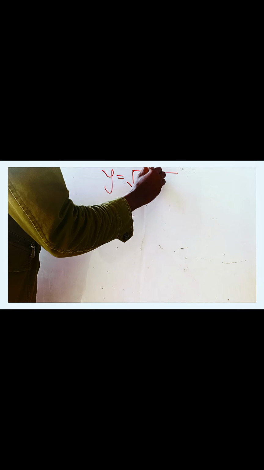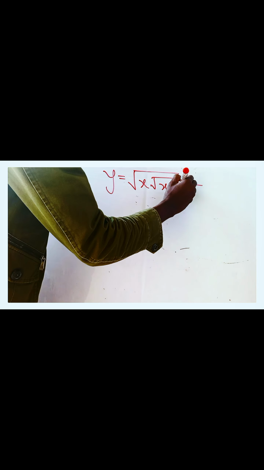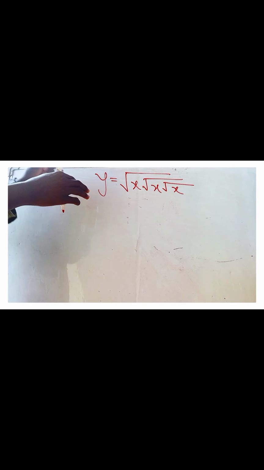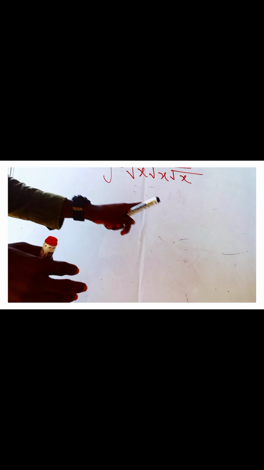So given y is equal to square root of x times square root of x times square root of x, all of the square roots are under the bigger square root. To solve something like this, you must come up with an idea of indices. So you apply your indices on this problem before you can take the derivative. So you have to spend a little time working on this right hand side.